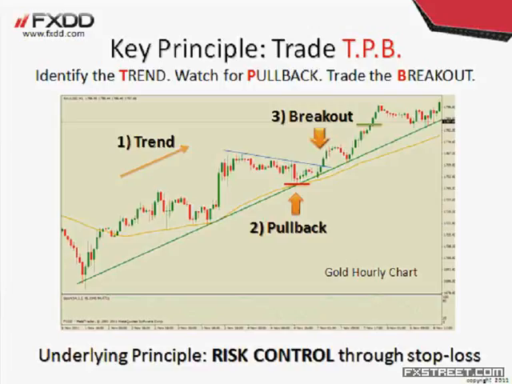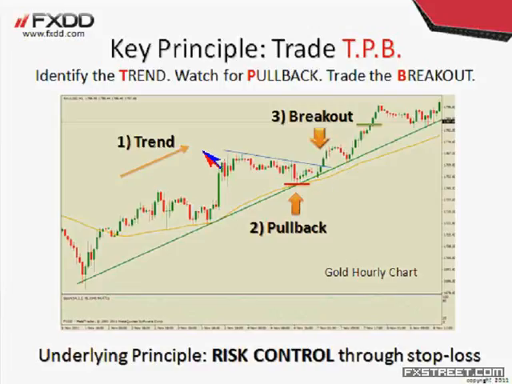So the third element here is trade the breakout, and this breakout can be a breakout above, as you can see here. This is an hourly chart of gold. It's a little bit hard to see, but you've got this thin blue line here that's moving down. That's a counter trend resistance line. I'm looking for a breakout to the upside above that. Or it could be other types of breakouts.